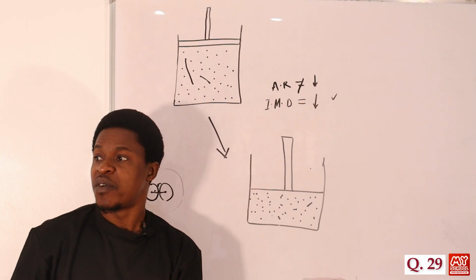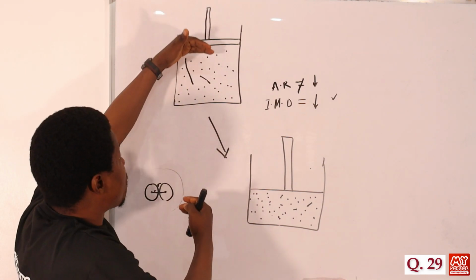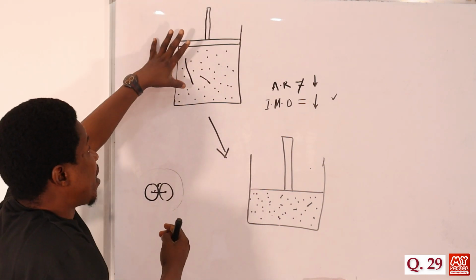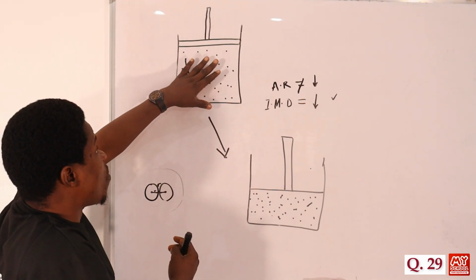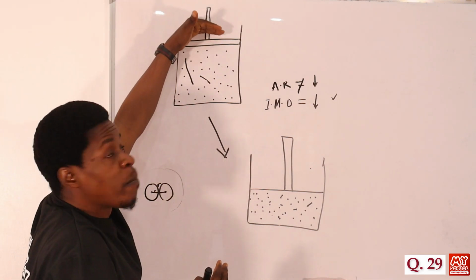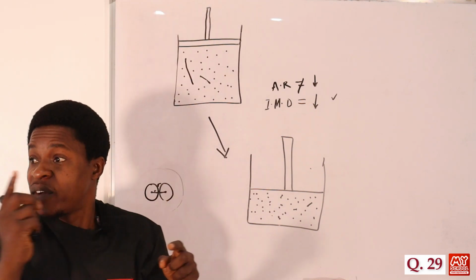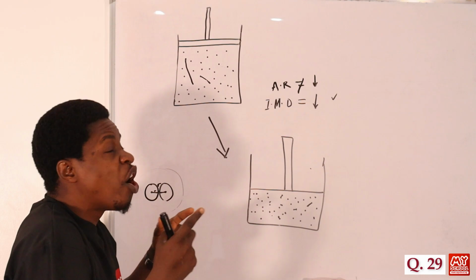Option C says frequency of collisions. While they were far apart, the frequency of collision will be far apart also. But once you compress it, once you apply force, what happens? The frequency of collisions will also increase.